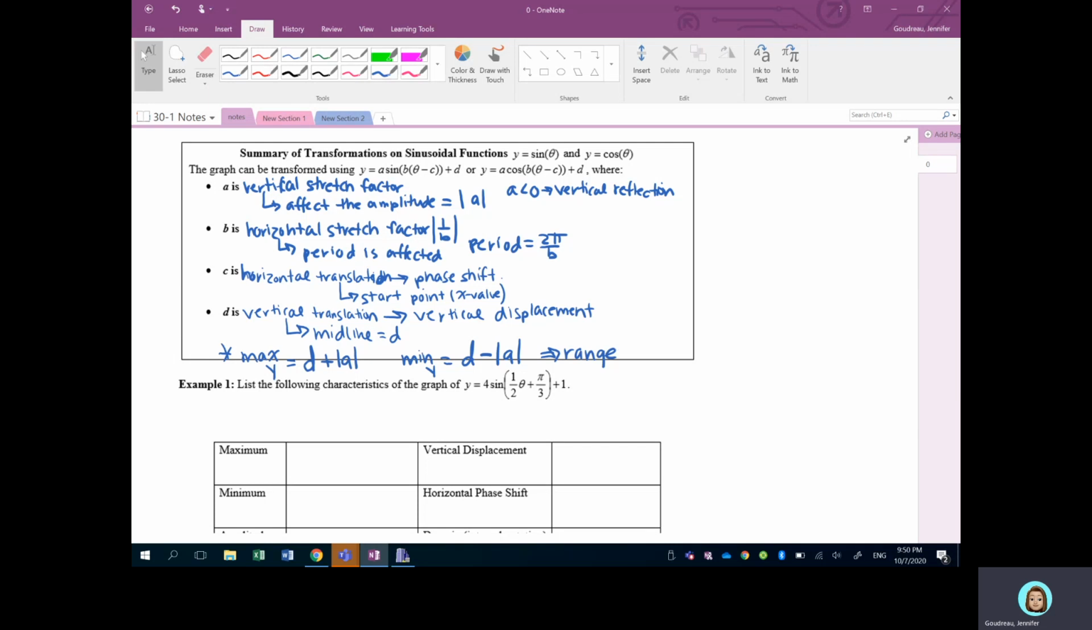I'm going to write the other one for period here. B is equal to 2 pi over the period. We're going to need that as well.